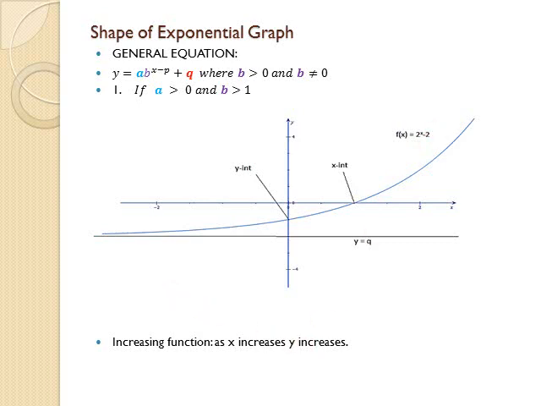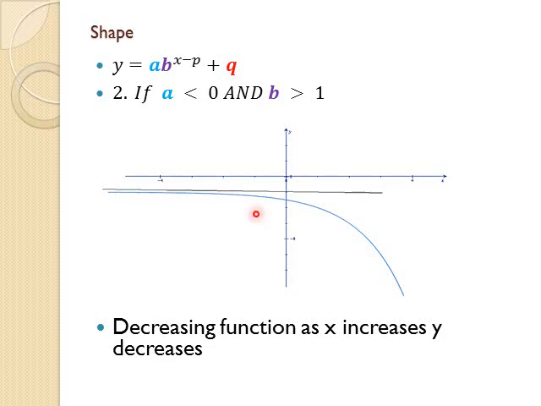Right? Let's look at the second shape: y equals a times b to the power x minus p, plus q. If my a is less than 0, but b is still bigger than 1, my graph would shape from the third quadrant, going into the fourth quadrant. This is known as a decreasing function, because as x increases, y decreases.